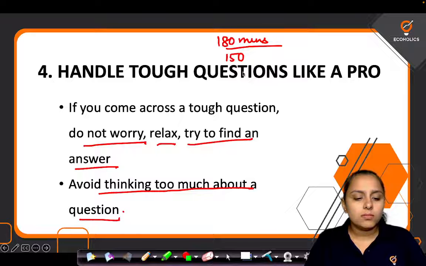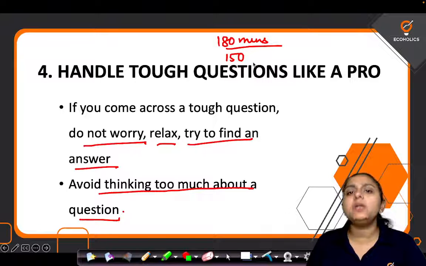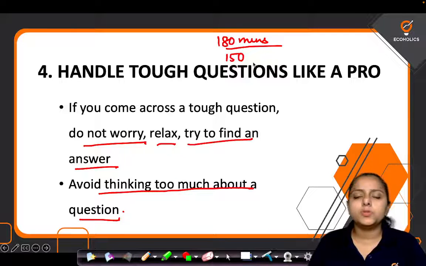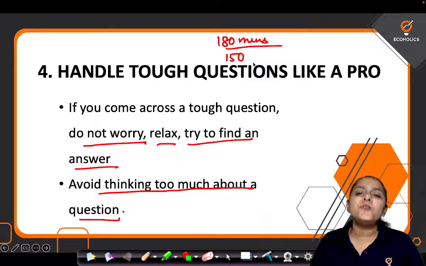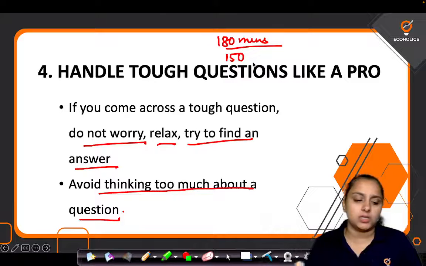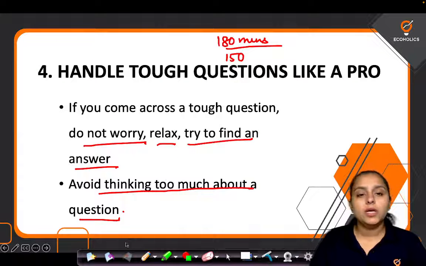So ideally you have 1.2 minute for every question, but of course if there is a tough question you can try to give 2 to 3 minutes, because sometimes some questions might get their answer in few seconds, so you adjust that time there. So that's time management.